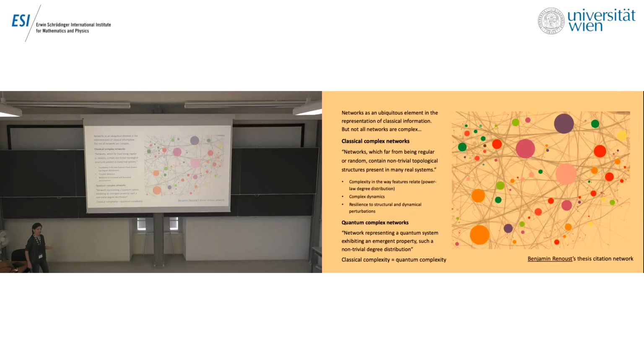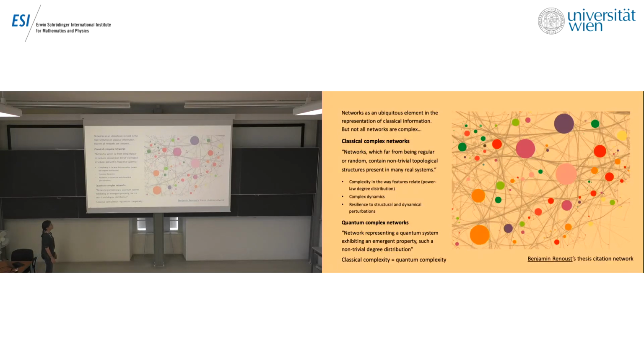There's not a strict definition either about what a complex classical network is, but basically one of the definitions would be that a complex network is a network that, far from being regular or random, contains non-trivial topological structures that are present in many real systems. Systems such as neural networks, the World Wide Web, and this example here from Benjamin Renaust, which happens to be the thesis citation network he built out from his thesis. That happens to be a complex network, a scale-free network.